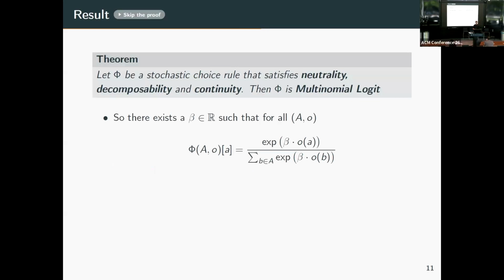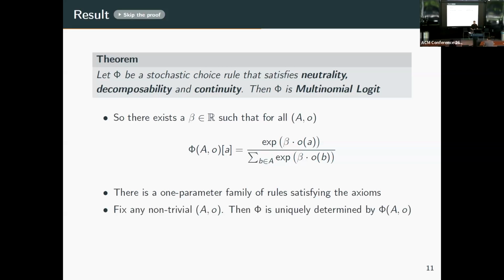Just to reiterate, it means that there exists a constant, universal, the same for all menus, so that for each menu, our rule is given by this formula. So in other words, our axioms pin down a one-parametric family of rules. And in particular, if you observe the prediction on a single non-trivial menu, it determines the prediction for all other menus.